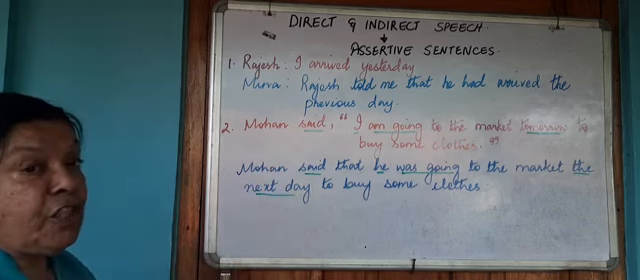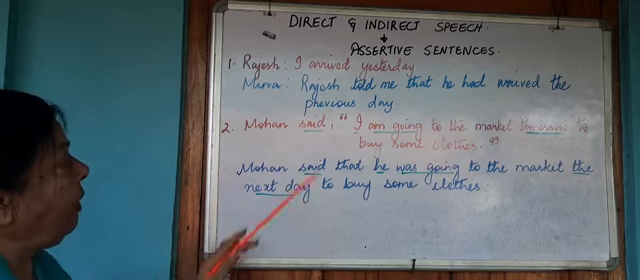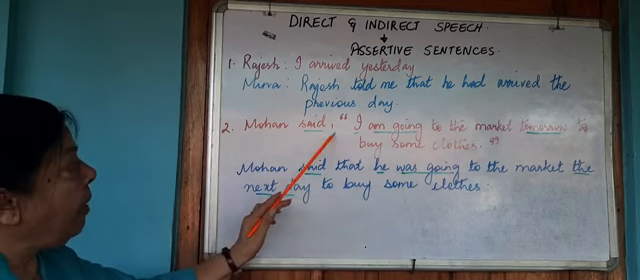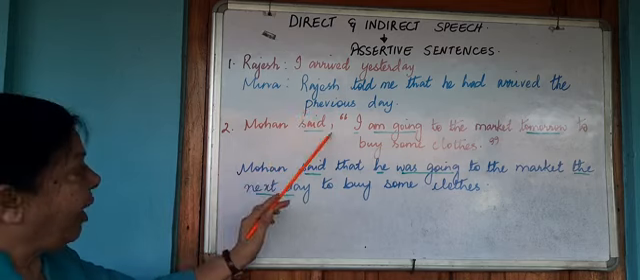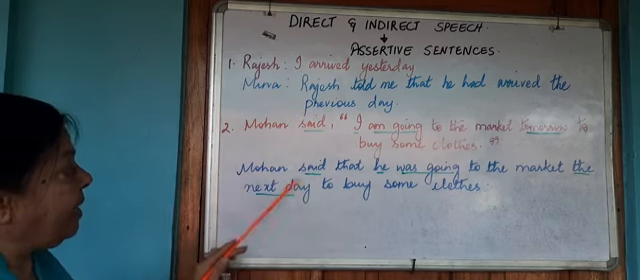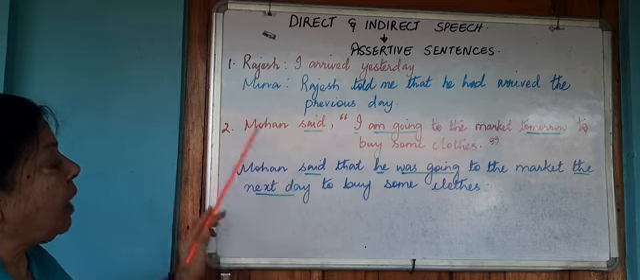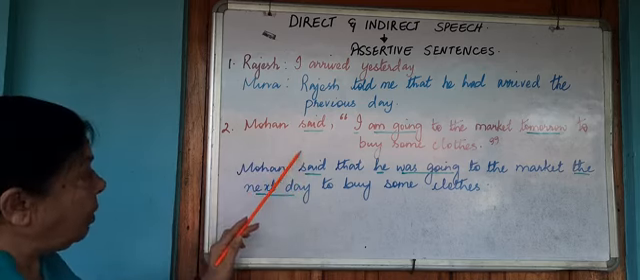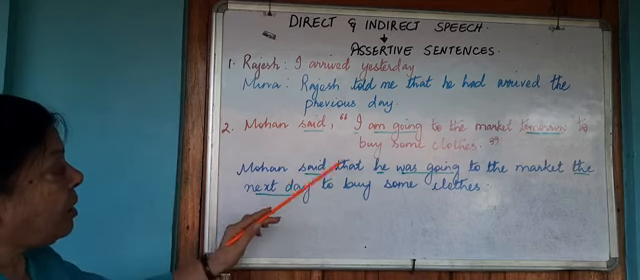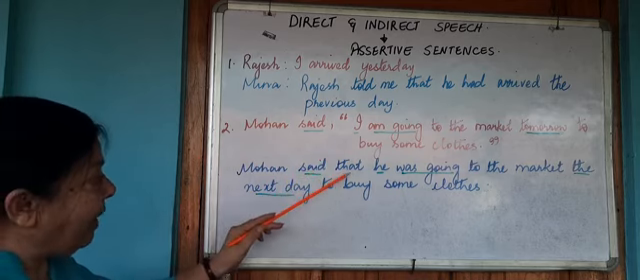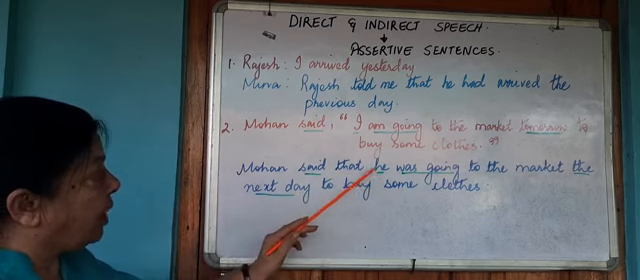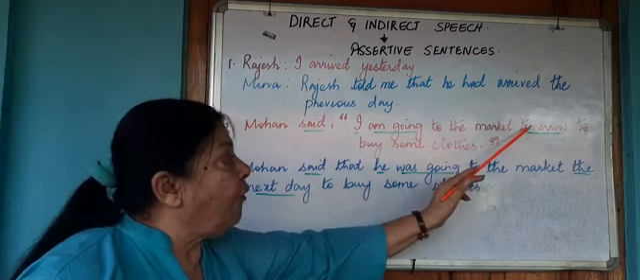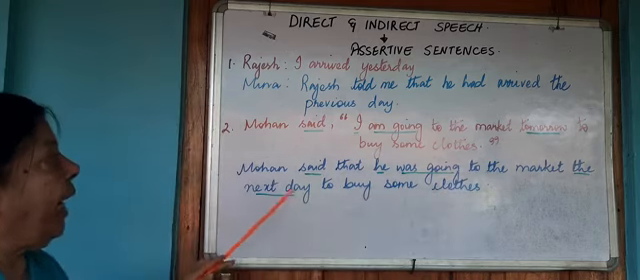So what are the changes from direct to indirect? One, the quotation marks will be removed. Two, the comma after the reported verb is removed. Three, the tense of the reported verb does not change. I can use a suitable verb. If I don't want to use said, I can use told. Then we will introduce the clause by the word that. The pronoun undergoes a change. The tense of the reported speech undergoes a change. The adverbs of time also undergo a change.